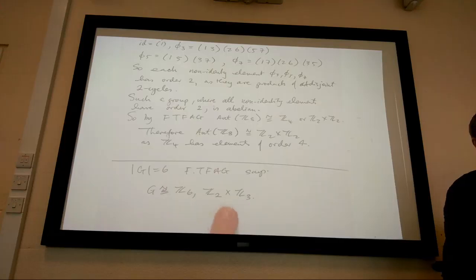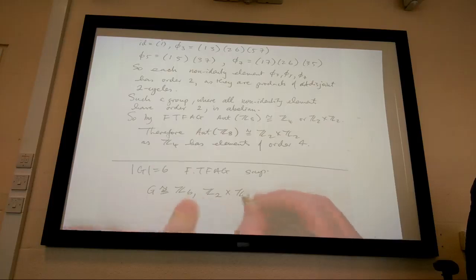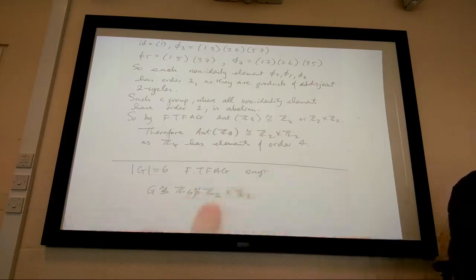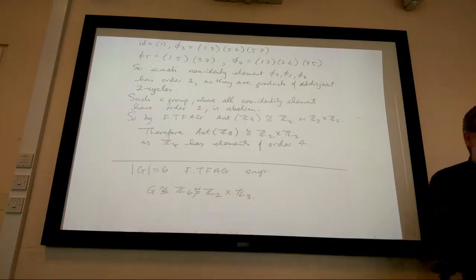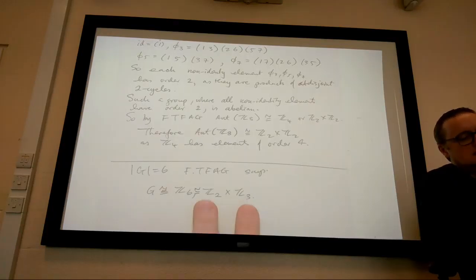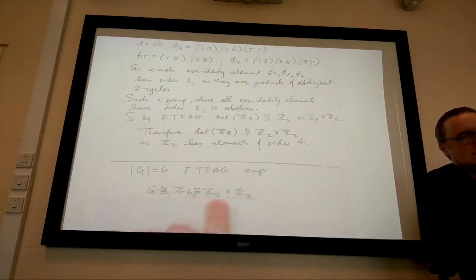What is it about this one? This one in fact is isomorphic to Z6, because these are coprime. If they're coprime, then the direct product is isomorphic to Z of the product of those two. So actually there's only one abelian group of order 6, just Z6.